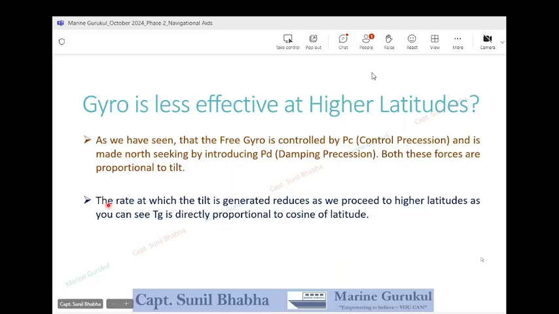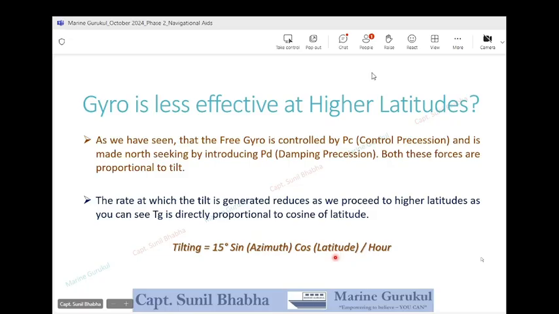Now the rate at which the tilt is generated is known as tilting, and tilting reduces as we proceed to higher latitudes. Why does it reduce? Let's look into the formula. The tilting formula is 15 degrees sine of azimuth cos of latitude per hour. Now you see, as the latitude increases, cos latitude value becomes lesser and lesser.